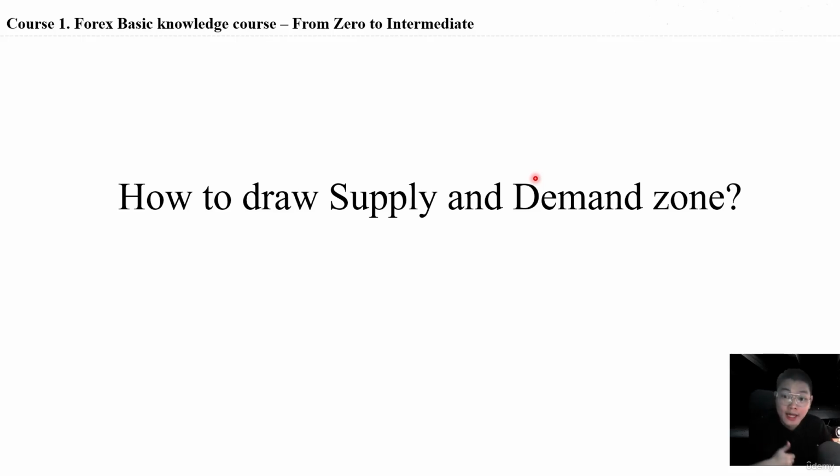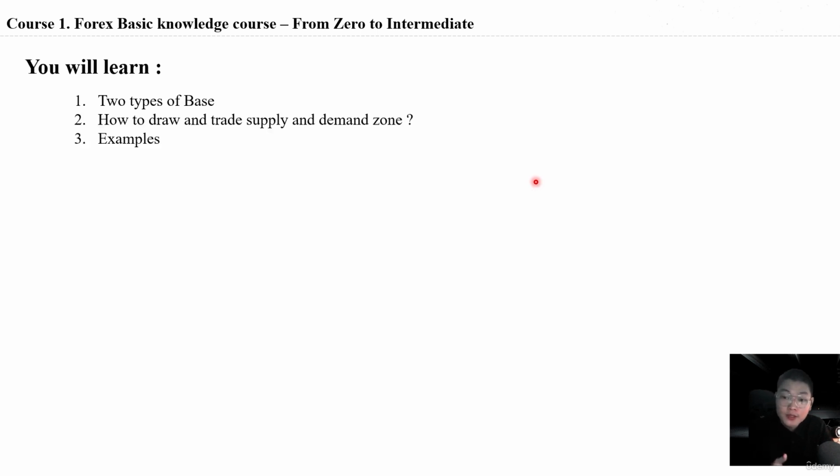Hello, welcome back to my lesson, and today is the most important lesson in this course: how to draw supply and demand zones. First of all, you will learn about the base and how many types of base there are, because the base is very important in supply and demand. This is the place where buyer pressure and selling pressure reverse, which creates the supply and demand zone. Next, you will learn how to draw the supply and demand zone. The last part is an example to help you understand how the supply and demand zone works in the market.